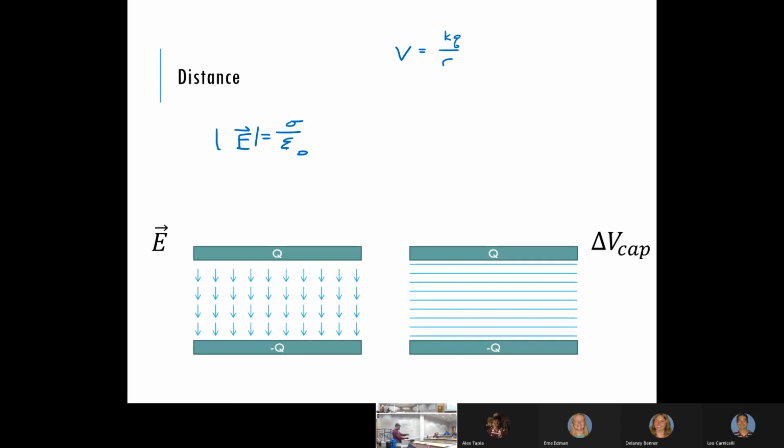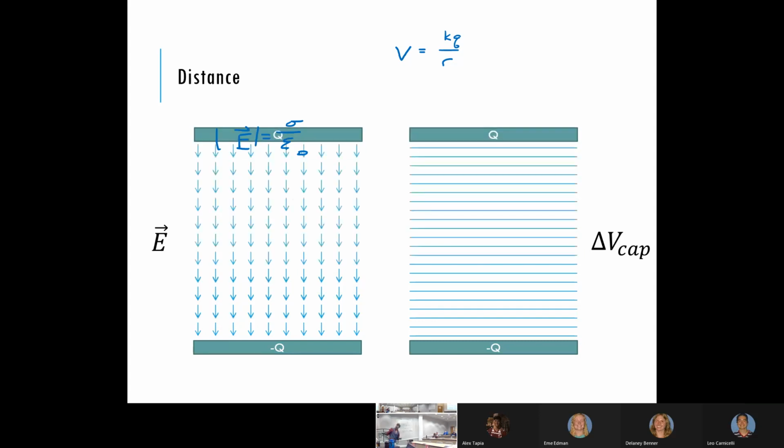Well, that means if I stretch the plates apart, I still keep the same length of electric field arrows between the plates. And so the electric field stays constant. I just have more arrows, but they're the same length. Then we say, well, if the electric field is constant between the two plates, that means the spacing between the equipotential lines stays constant.